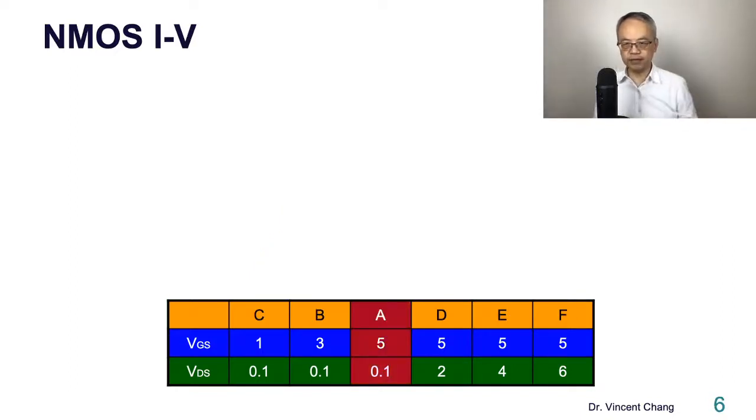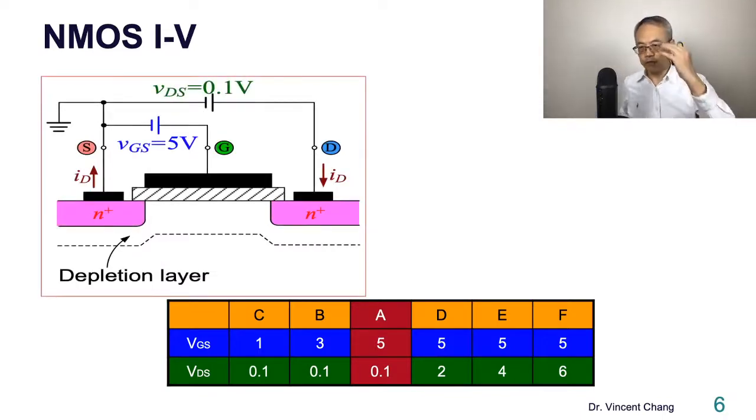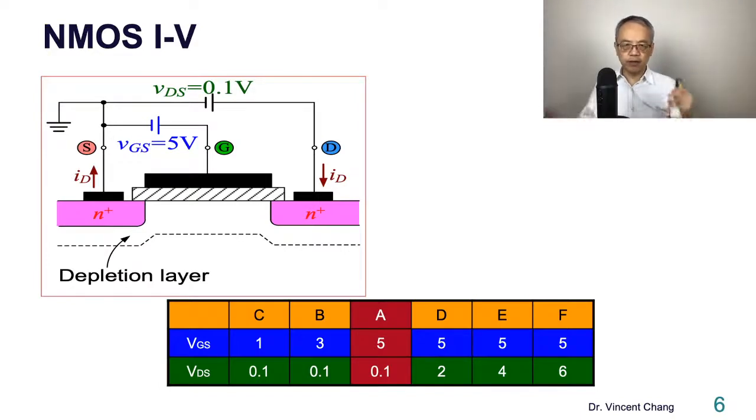Let's start with the point A, when VGS equals 5 volt and the VDS equals 0.1 volt. What does that mean? You can just neglect the very small difference between the drain voltage and the source voltage. The voltage across the gate and the source is 5 volt. What about gate and drain? 5 minus 0.1, so 4.9.